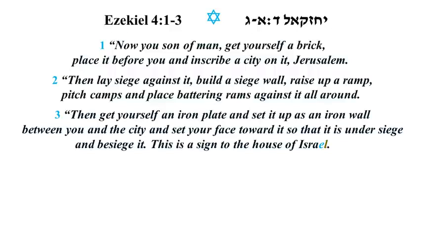Then lay siege against it, build a siege wall, raise up a ramp, pitch camps, and place battering rams against it all around. Then get yourself an iron plate, and set it up as an iron wall between you and the city, and set your face toward it, so that it is under siege, and besiege it. This is a sign to the house of Israel. Okay, so this is all symbolic that Ezekiel is supposed to be doing, but it's showing that Jerusalem is about to be punished and laid siege to.